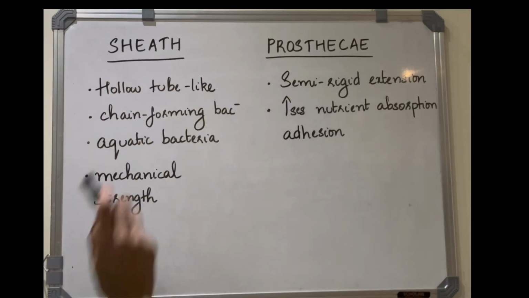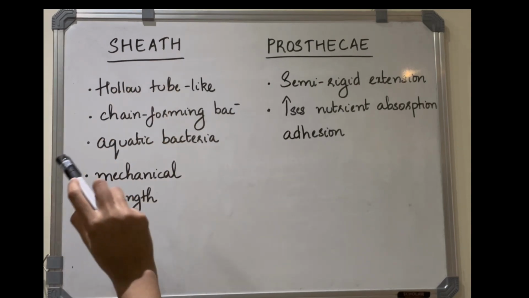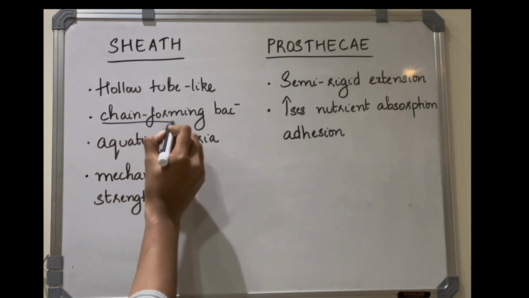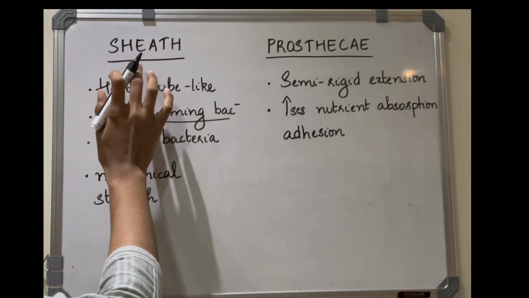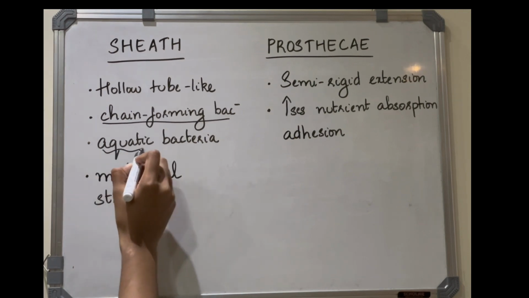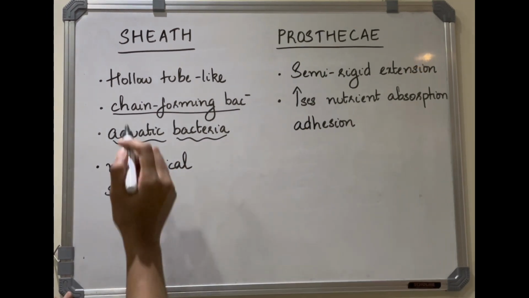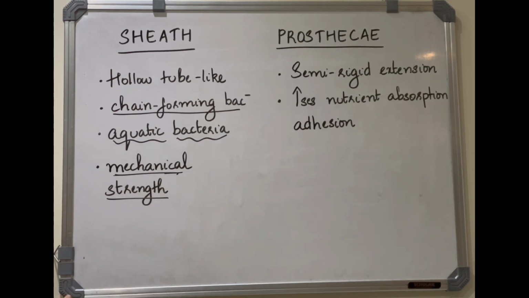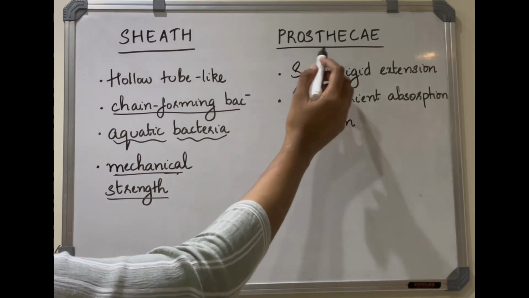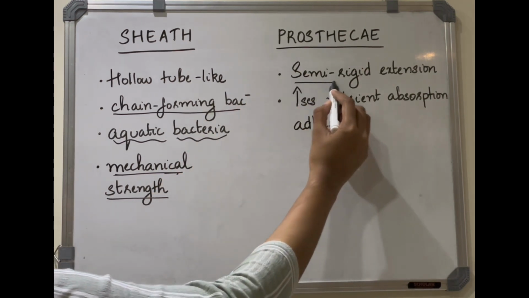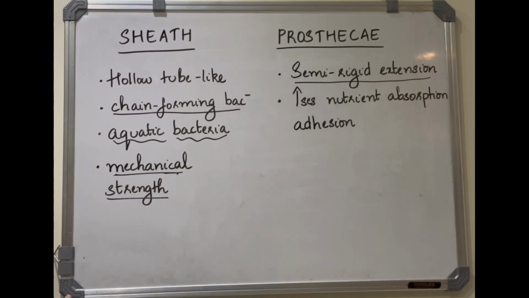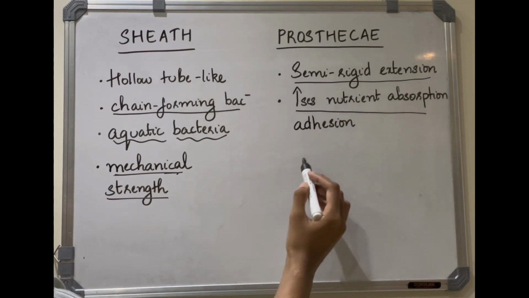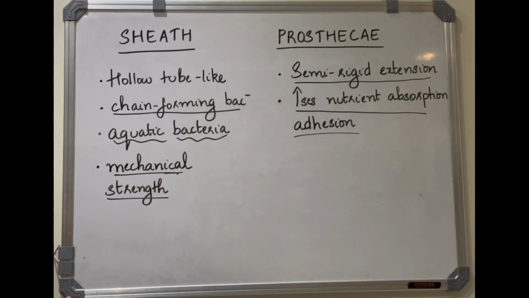Sheath and prostheca. Now the sheath is a hollow tube-like structure enclosing chain-forming bacteria. It is mainly found in aquatic bacteria. Its function is that it will provide mechanical strength to the chain. Whereas prostheca is a semi-rigid extension of the cell wall and plasma membrane. Its function is that it will increase nutrient absorption and it also helps in adhesion.